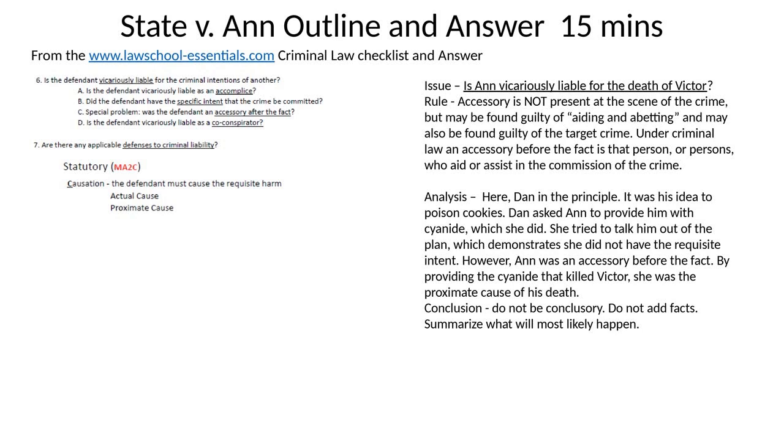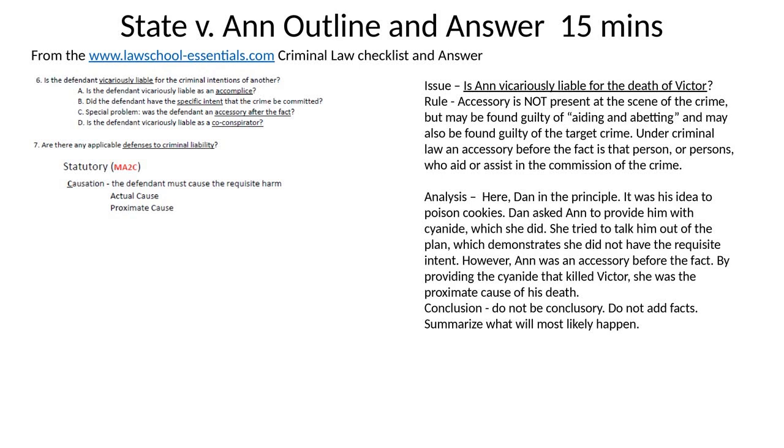Accessory is not present at the scene of the crime, but may be found guilty of aiding and abetting and may also be found guilty of the target crime. Under criminal law, an accessory before the fact is that person or persons who aid or assist in the commission of the crime. Here, Dan's a principal. It was his idea. Dan asked Ann to provide him with the sign, which she did. She tried talking him out of it. So she didn't have the requisite intent.